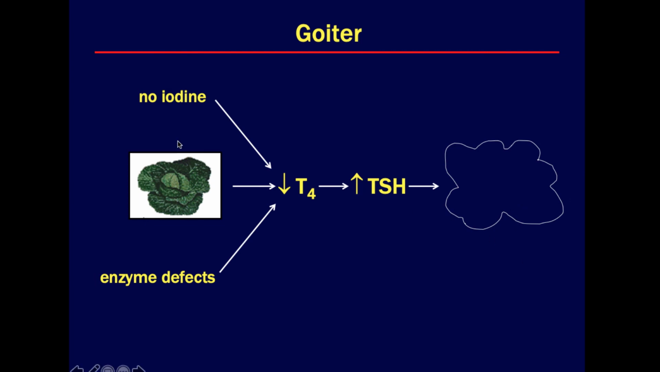So again, no iodine, we have a lack of T4, we have an increase in TSH, it makes the thyroid become larger. There can be problems in enzymes like that TPO, TG enzyme where we can't produce enough T4 and we get the same goiter effect.